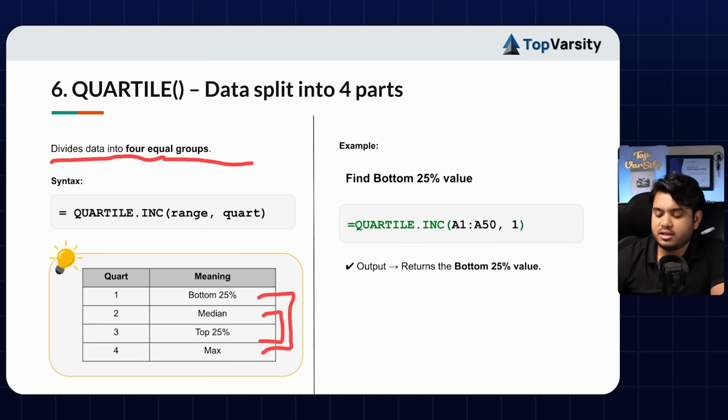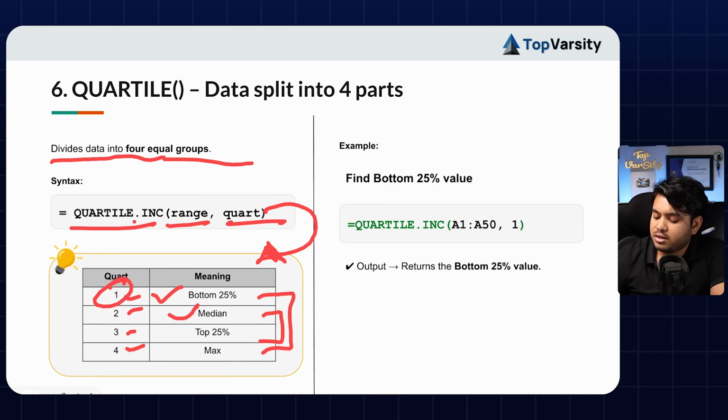If you want any data in these 4 groups, you can use this function. For that we'll use QUARTILE.INC, range and quart. Quart is this, we'll use this quart, 1 2 3 4, whatever we need. If you want bottom 25, you will use 1. If you want median, you will use 2. If you want top 25, you will use 3. And if you want max value, then you will use 4.